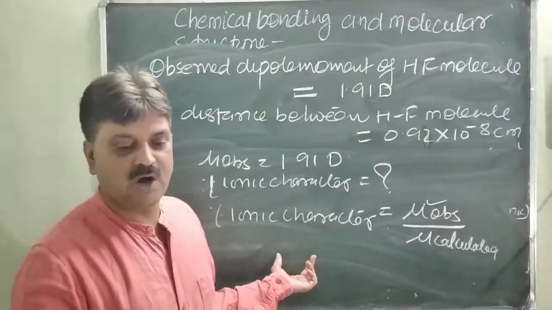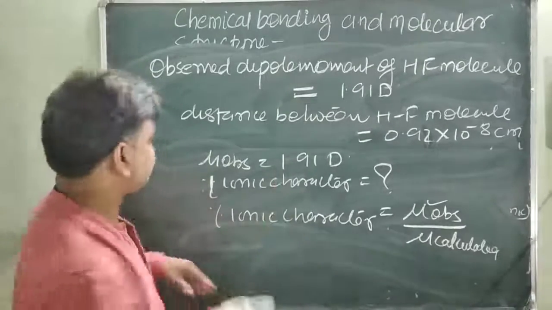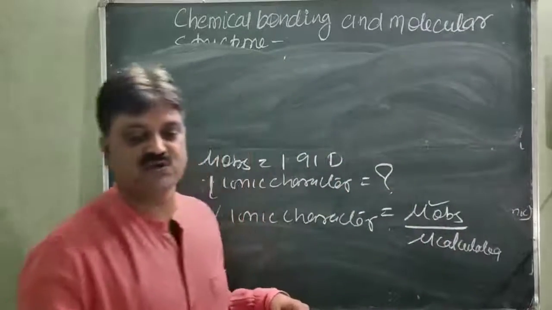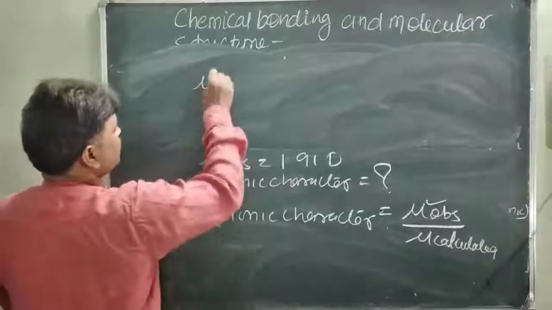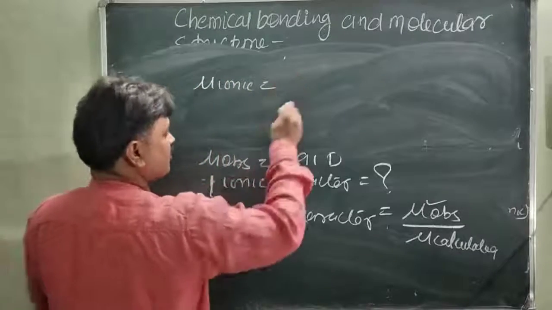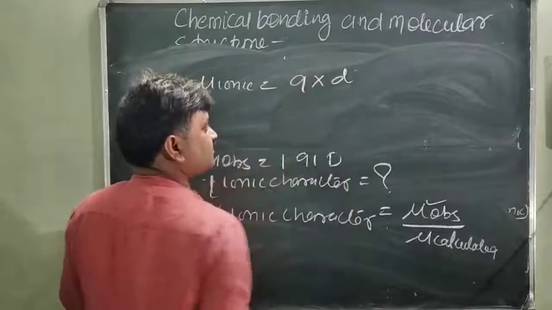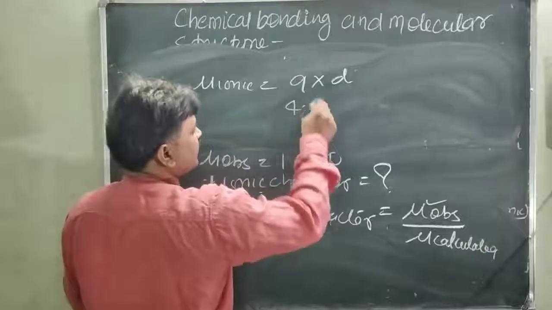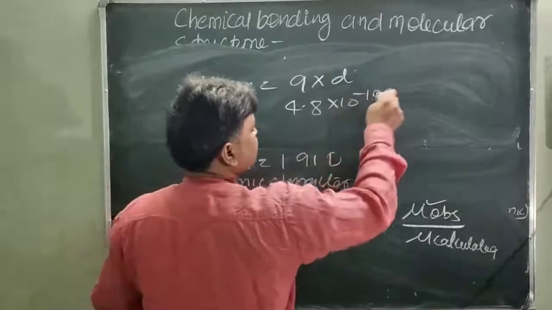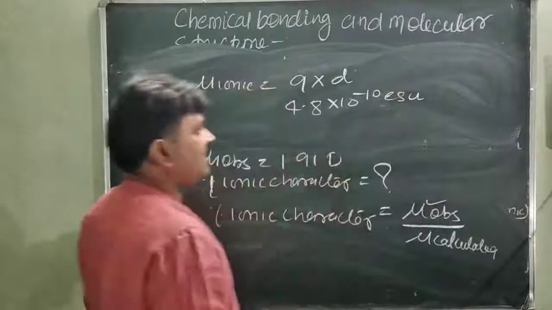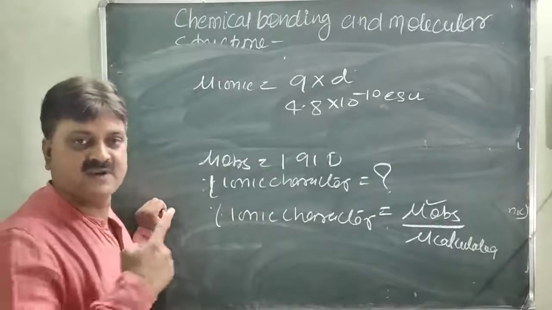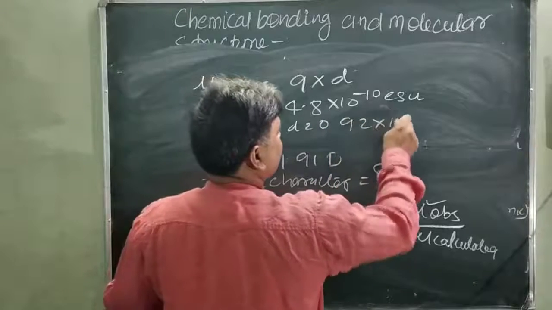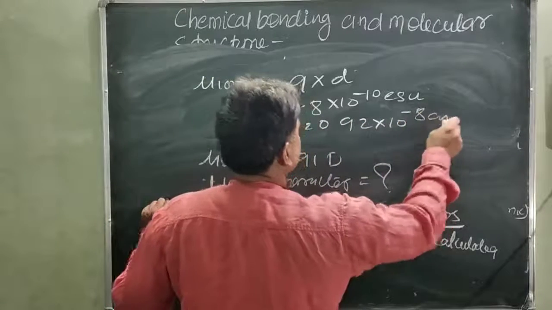Is it clear? So how do you calculate the mu calculated? Mu ionic character is equal to Q into D. Q, you know that this is charge, 4.8 into 10 power minus 10 ESU, electrostatic unit, and the distance D is given, 0.92 into 10 power minus 8 centimeter.